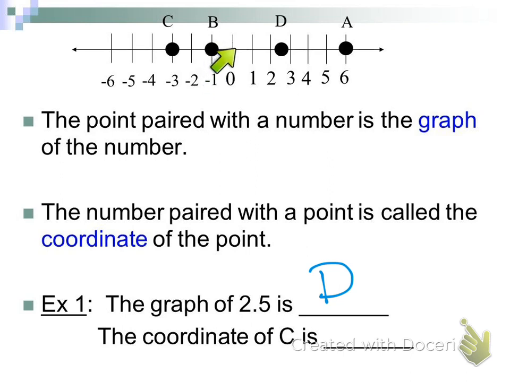And then the coordinate of C. So -3. Very good. So again, this is the graph of these numbers on a number line, okay? What is the coordinate of A? Yep, 6, very good. And then, of course, B is at -1, and C is at -3, and we already talked about D. Any questions on this idea of graphing numbers on a number line?